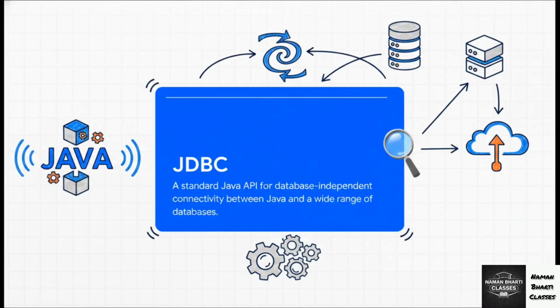Well, the answer to that puzzle is JDBC, which stands for Java Database Connectivity. The easiest way to think about it is like a universal translator for your Java program. It's a standard API, basically a set of rules and tools that lets your Java code talk to pretty much any database out there without needing to become fluent in its own weird, specific language.